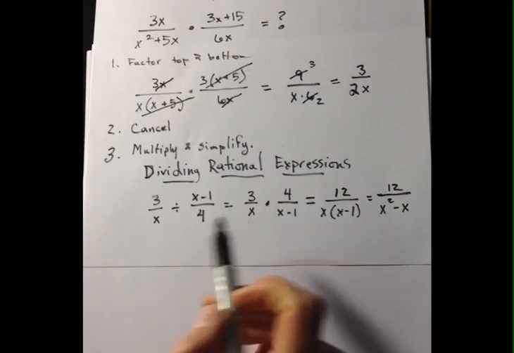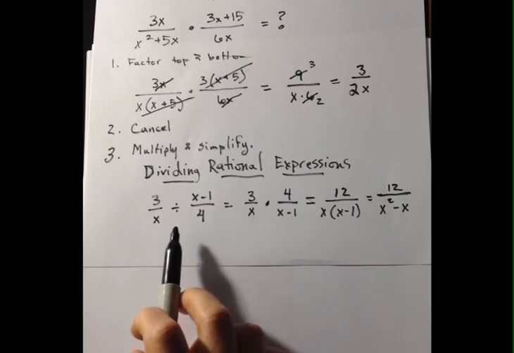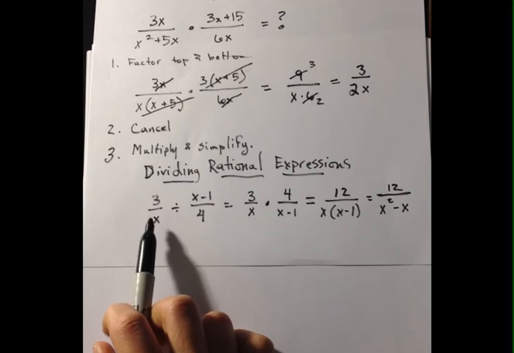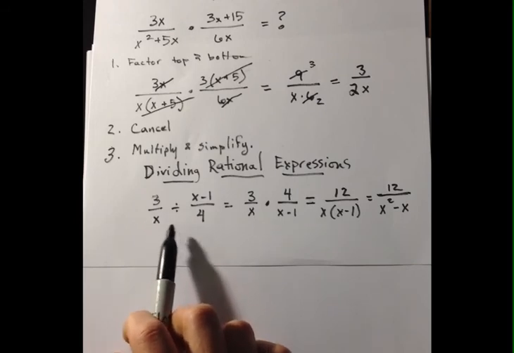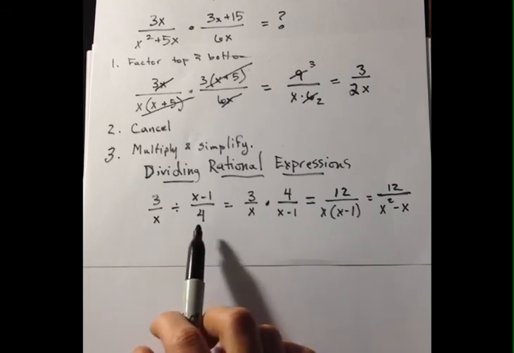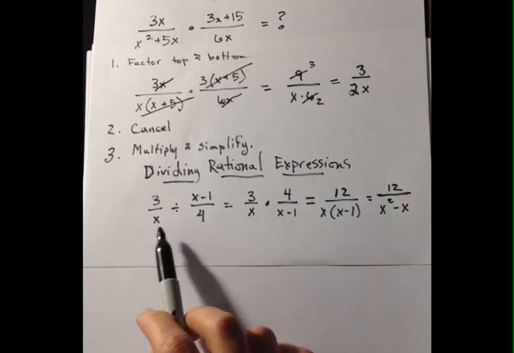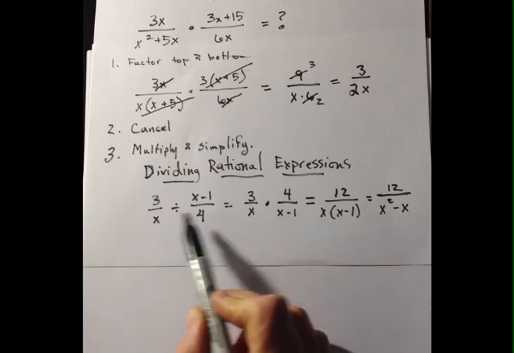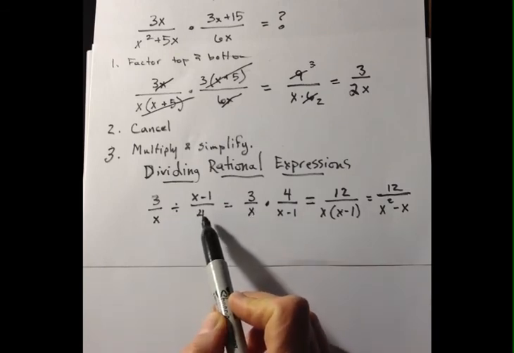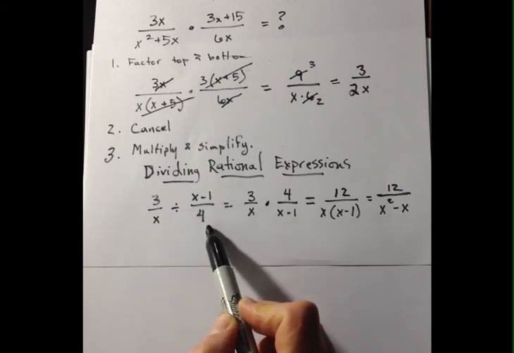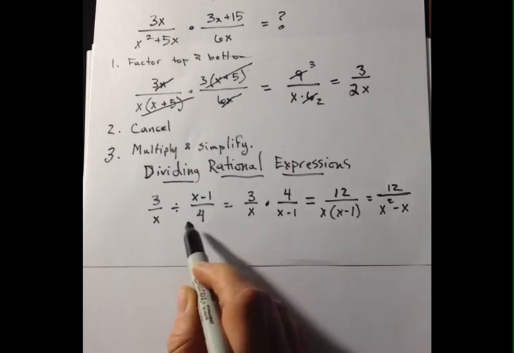So I just want to say one last thing about dividing rational expressions. In the case of 3 over x, for example, divided by x minus 1 over 4, these are two rational expressions and they're asking us to divide them. Remember, when you're dividing fractions, it's the same thing as multiplying by the reciprocal of that fraction.